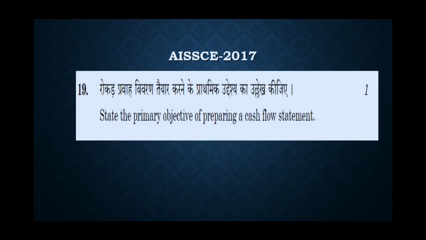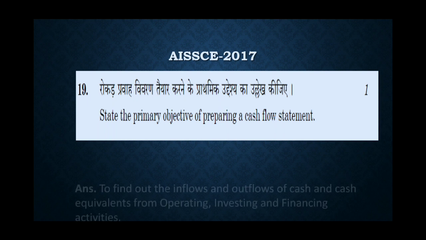Okay. Now the next question is: state the primary objective of preparing a cash flow statement. In objective, there are 3 main objectives: to know the inflow of cash from operating, investing and financing activities, to know the outflow of cash from investing, operating and financing activities, and to know net changes in cash and cash equivalent between two balance sheets. That is the primary objective. So you can write any one of the objectives.